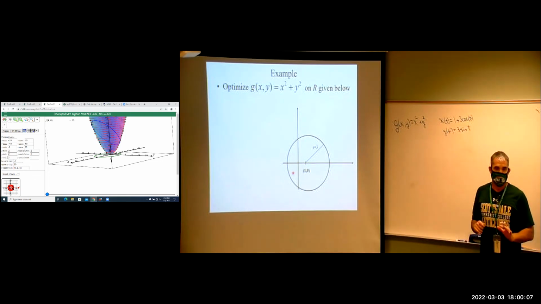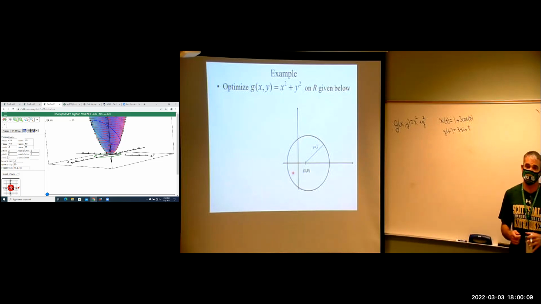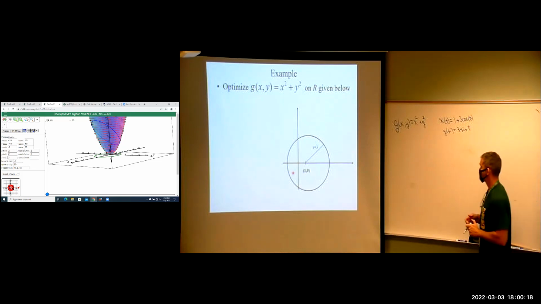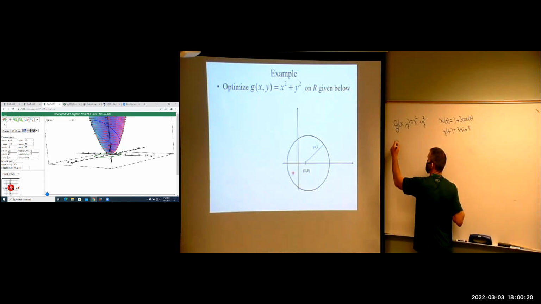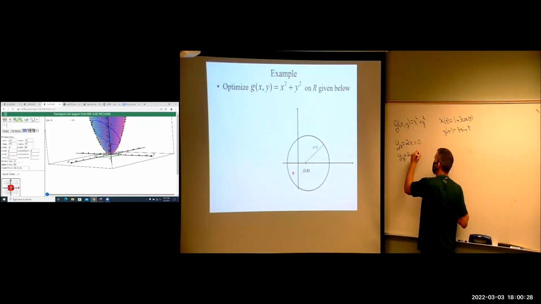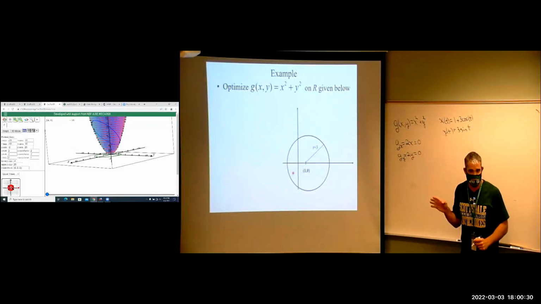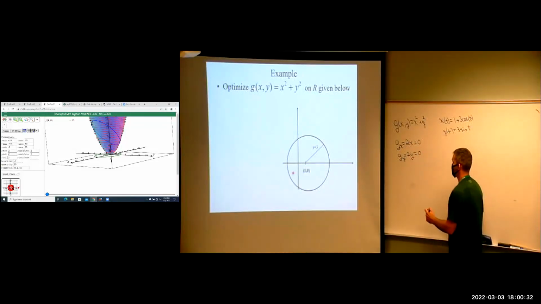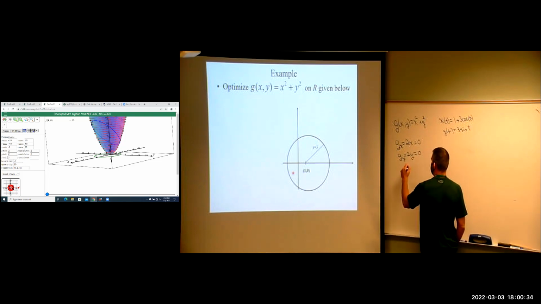Now, we have two steps here. One is the optimization we were doing earlier, which is finding maxes and mins. So that involves getting our partials. g sub x is 2x, g sub y is 2y. Setting those partials to 0, solving that system, we very clearly have a critical point at 0, 0.